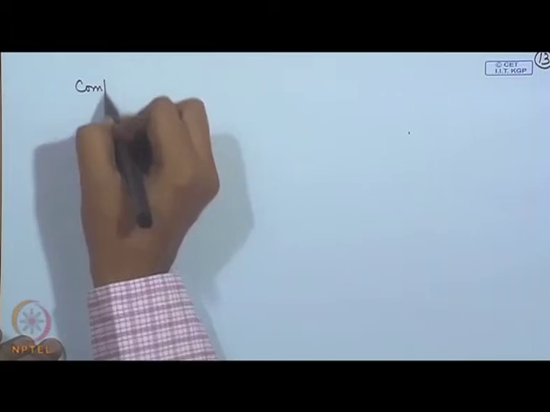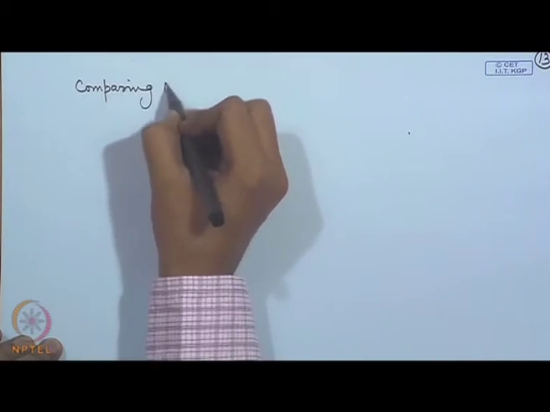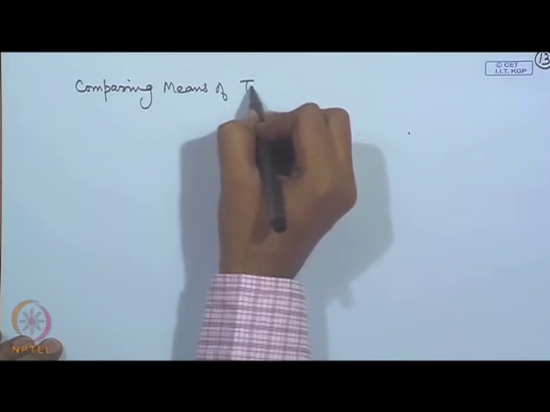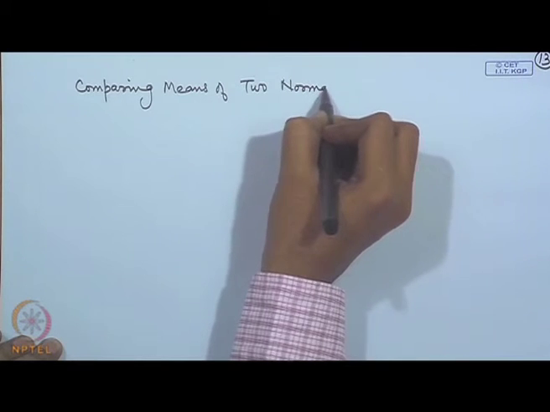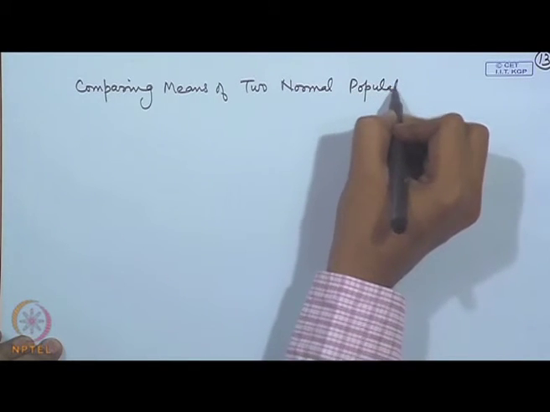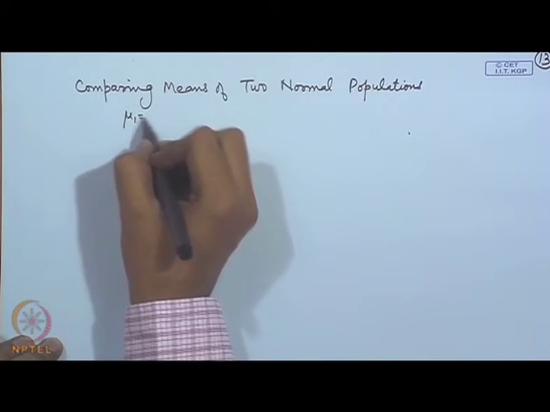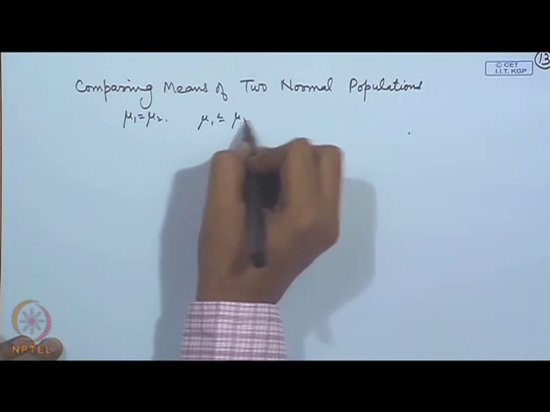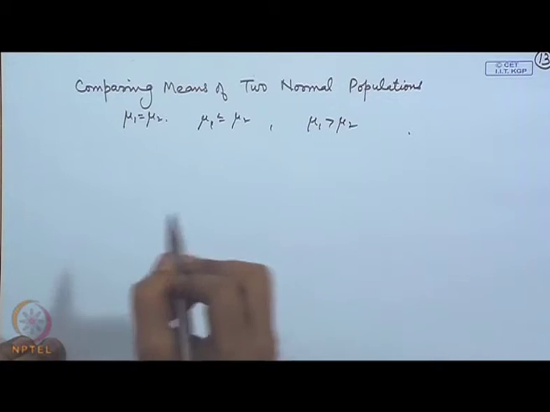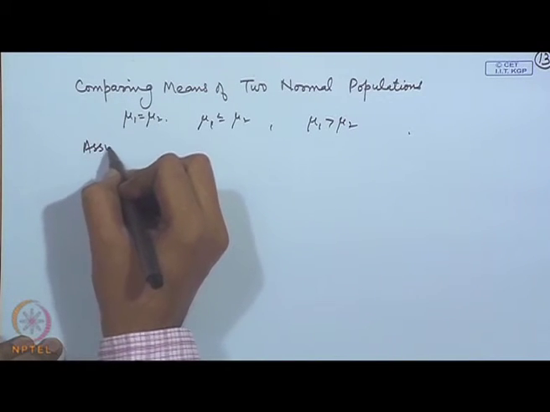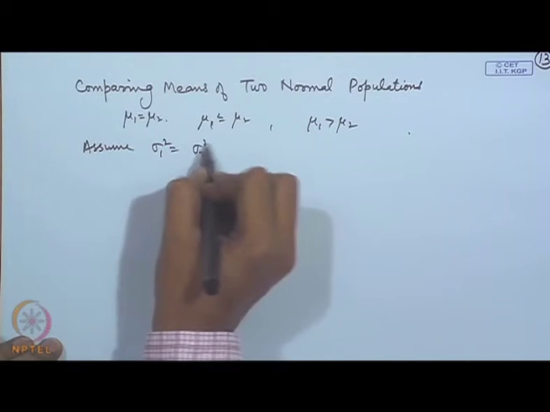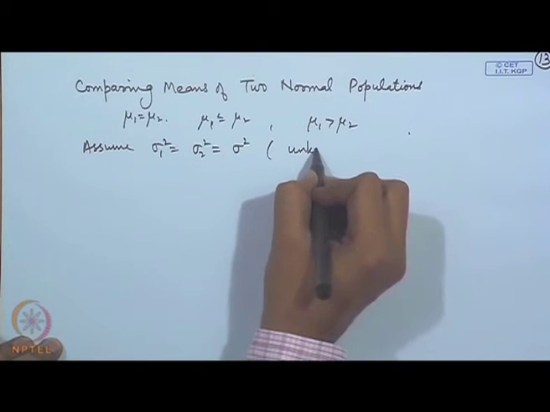Now, let me consider comparison of two means of normal populations. Comparing means of two normal populations. That means we want to test whether mu 1 is equal to mu 2, mu 1 less than or equal to mu 2, or mu 1 is greater than mu 2. We assume here that sigma 1 square is equal to sigma 2 square is equal to sigma square. This is of course unknown here.